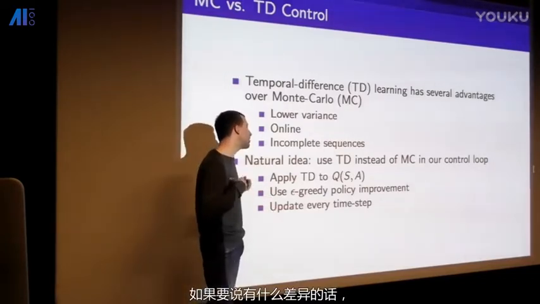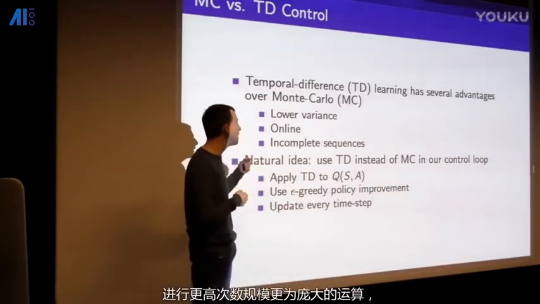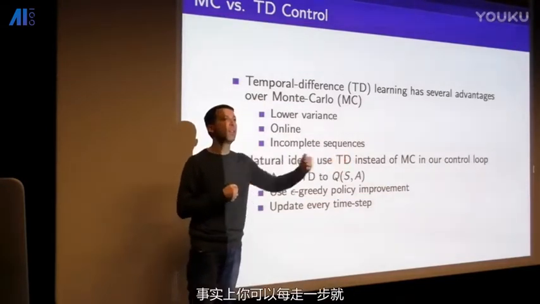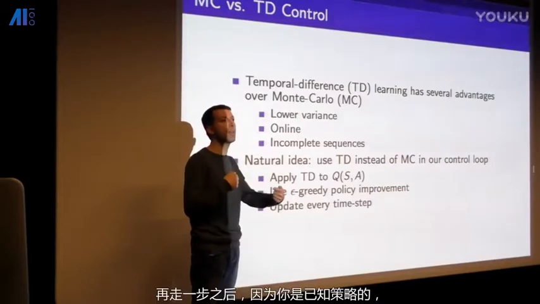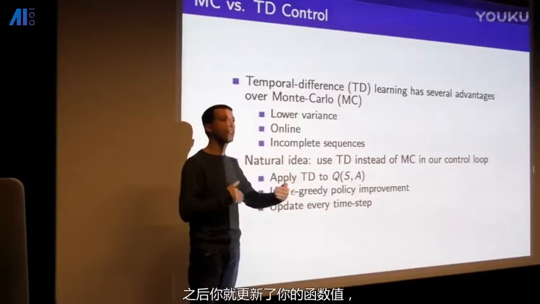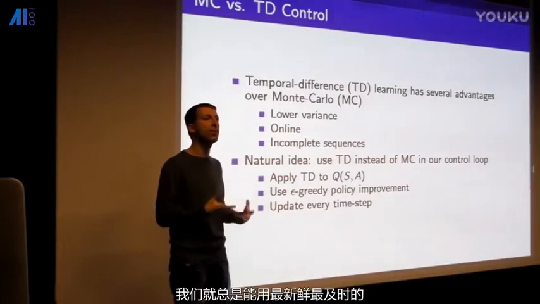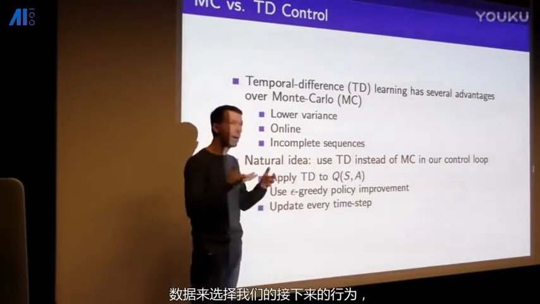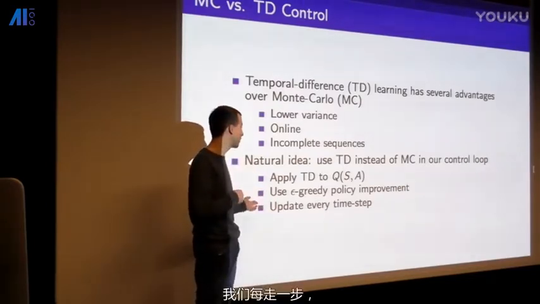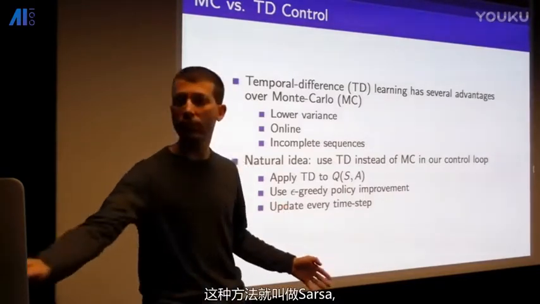The only difference is that TD can operate at this higher time scale. TD learning is something where you don't need to wait until the end of the episode to update your value function. In fact, you can update your value function after just one step. That's one of the advantages. It's online: you see one step of data, you bootstrap, and you update your value function immediately. So again, if we follow this general principle of always using the freshest, most recent value function to pick your actions, we're going to increase the frequency of our policy improvement, so that every single time step we improve our policy.